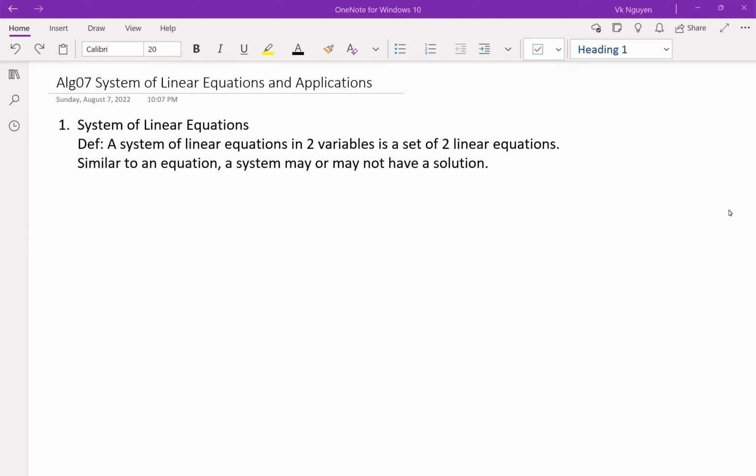Today we explore lesson 7 in algebra, system of linear equations and applications. 1. System of linear equations. A system of linear equations in two variables is the set of two linear equations. Similar to an equation, a system may or may not have a solution. Let's take a look at a few examples.